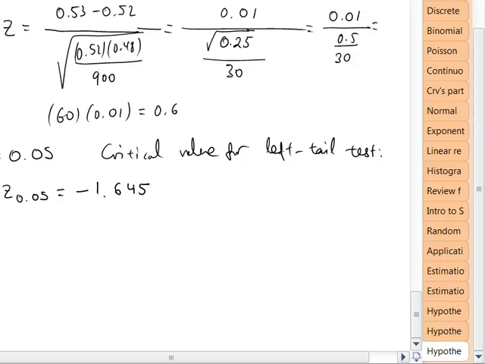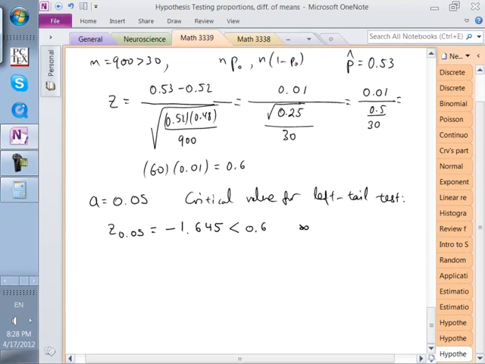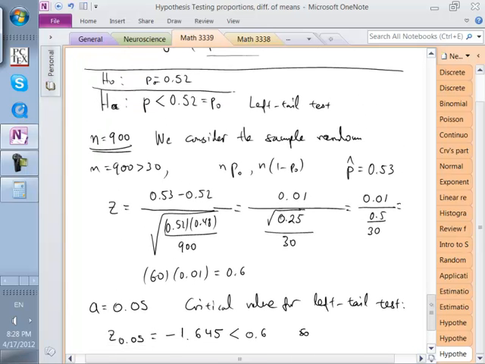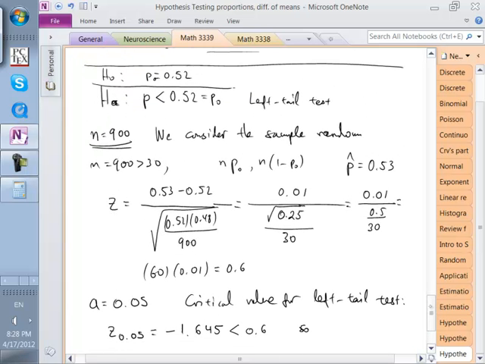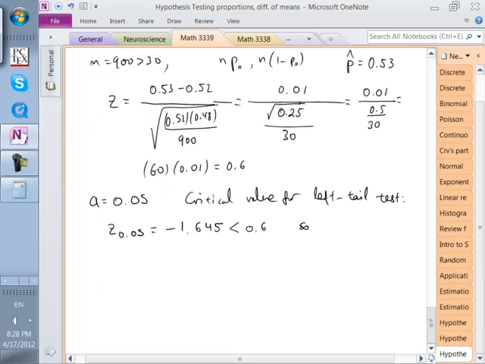And as we see, our value of the statistic is 0.6. So we accept the null hypothesis.